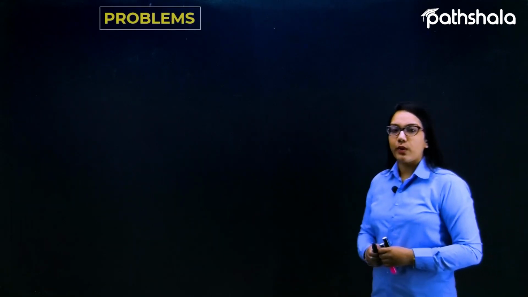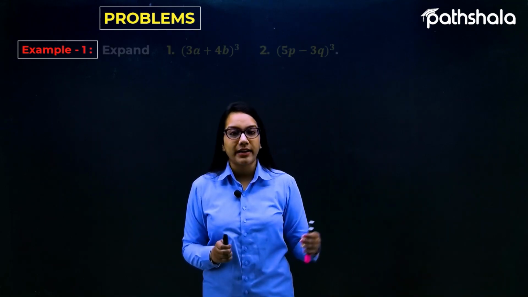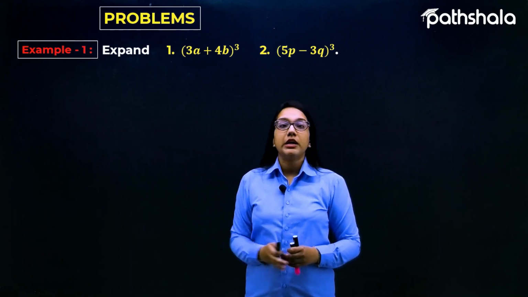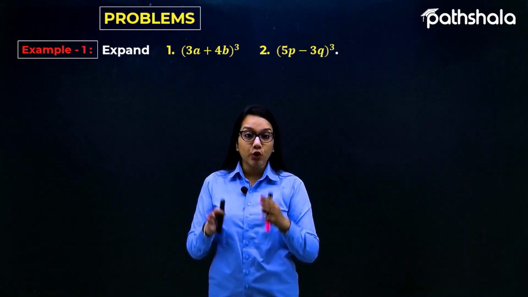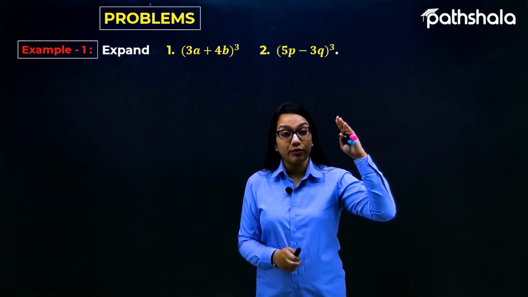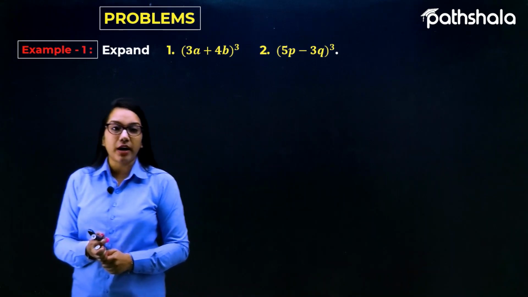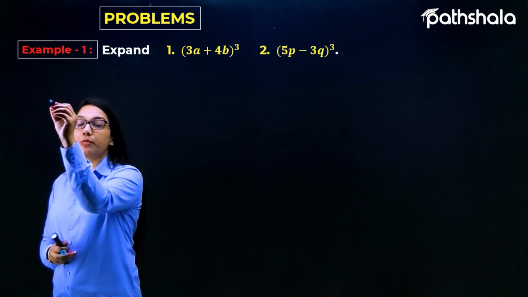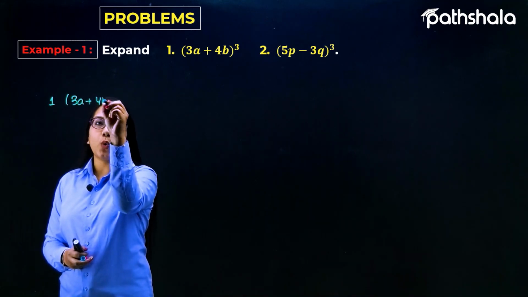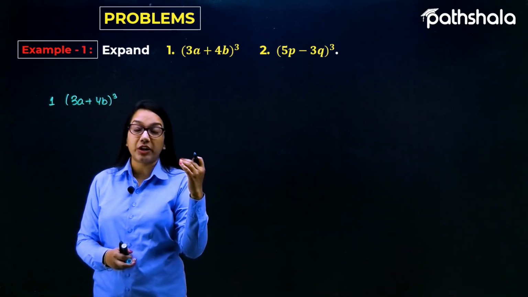So let's see the problem which is related with these identities. The very first example is: expand (3a plus 4b) whole cube and (5p minus 3q) whole cube. So let's see the solution of the very first part. As we can see, in the first part we have (3a plus 4b) whole cube. So we can recall the identity which is related with this particular term.